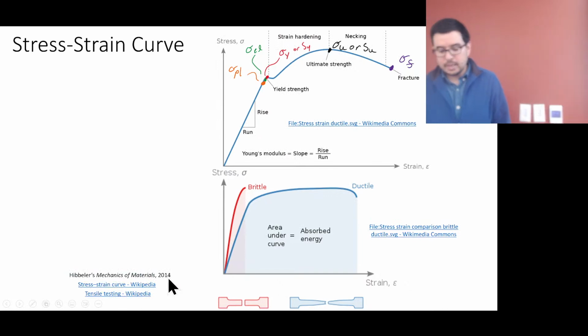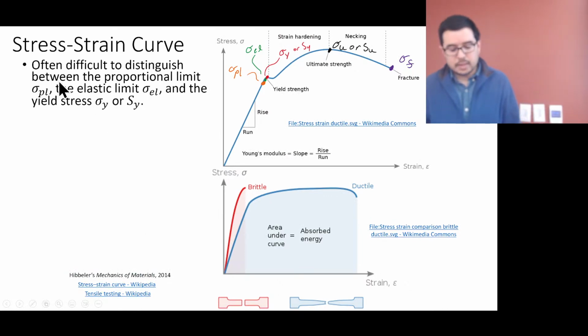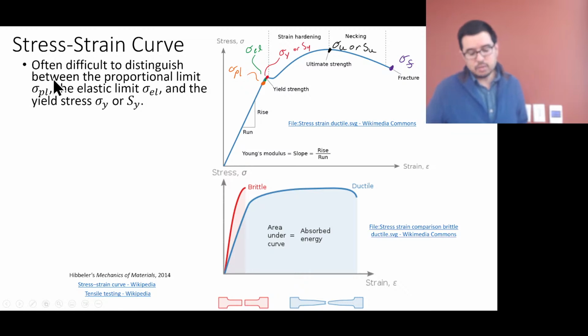Okay. So, some points that we already might have discussed too. It's often very difficult to distinguish between the proportional limit, that's this one, the elastic limit, and the yield stress or yield strength. Okay?